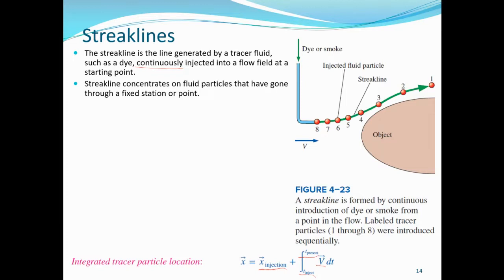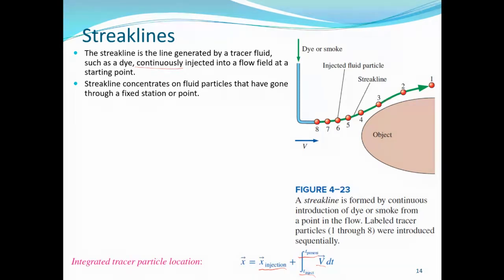This is introduced here. You have flow, and this is the object. This is the path taken by the fluid particles. This is fluid particle number 1, 2, 3, 4. So they are all following the same path line.